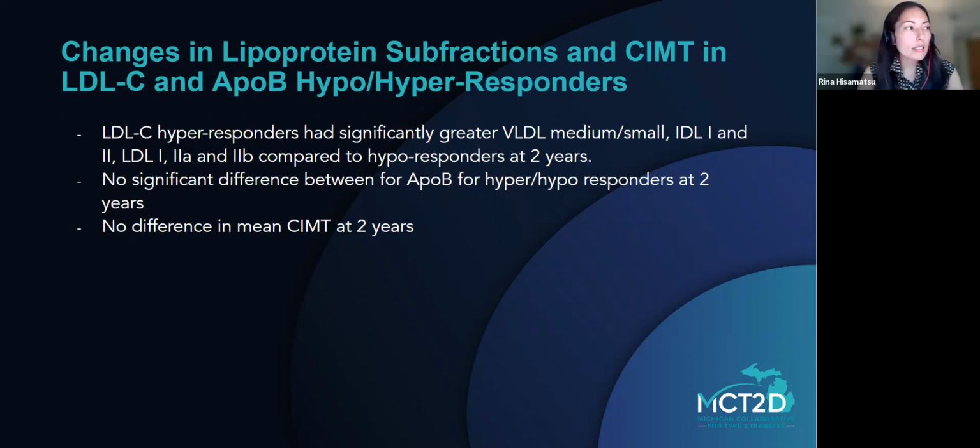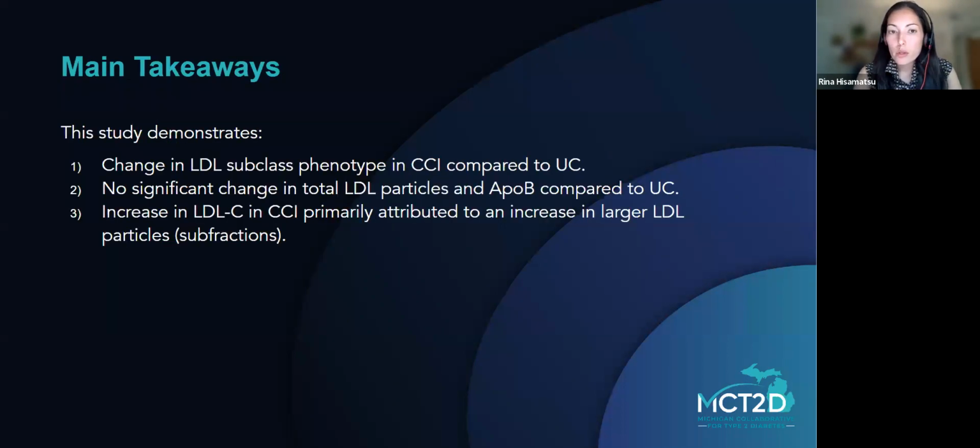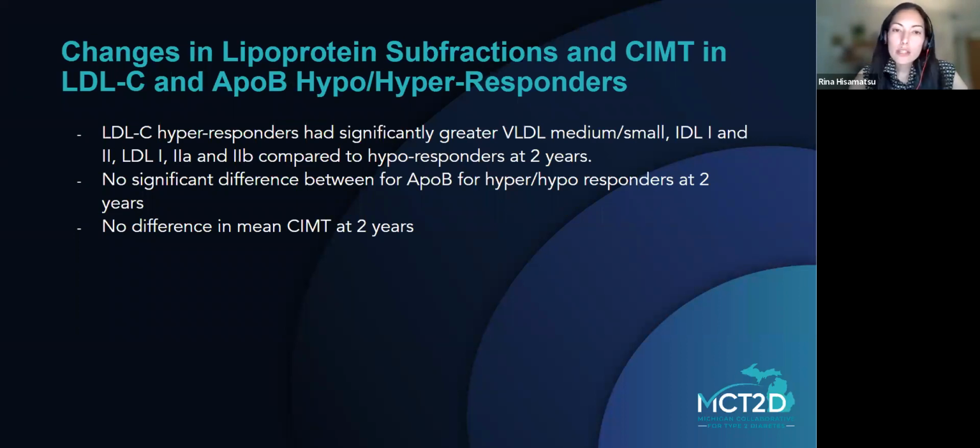What they found was that LDL-C hyper responders had significantly greater VLDL, small and medium, as well as IDL, compared to the hypo responders at 2 years. There was no significant decrease in the lipoprotein profile between ApoB hypo and hyper responders at 2 years. And there were also no differences in the mean CIMT at 2 years between LDL-C and ApoB hypo versus hyper responders.